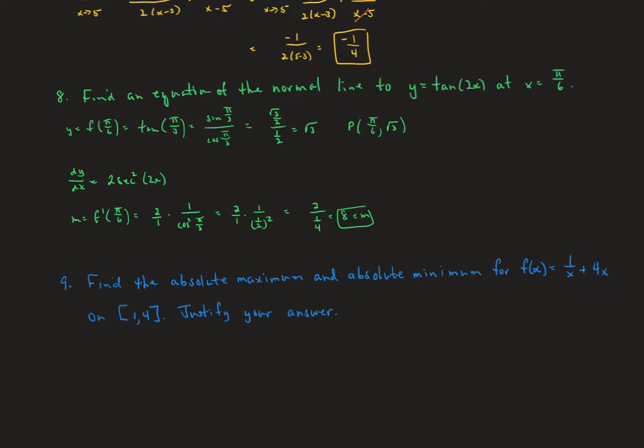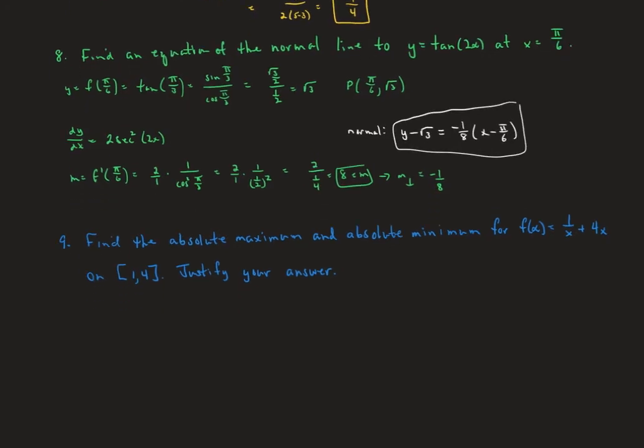So that means the slope of the normal line, the line perpendicular to that, will be the negative reciprocal. So our normal line is going to be y minus the square root of 3 will equal our slope, which is perpendicular to the tangent line, negative 1/8 times x minus pi over 6. There we go.